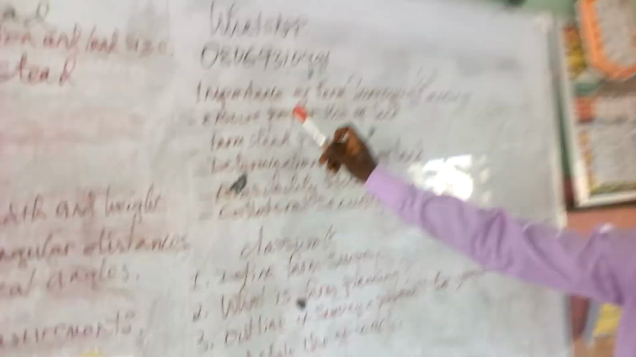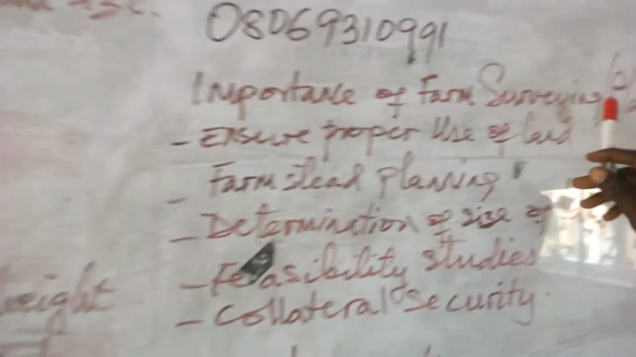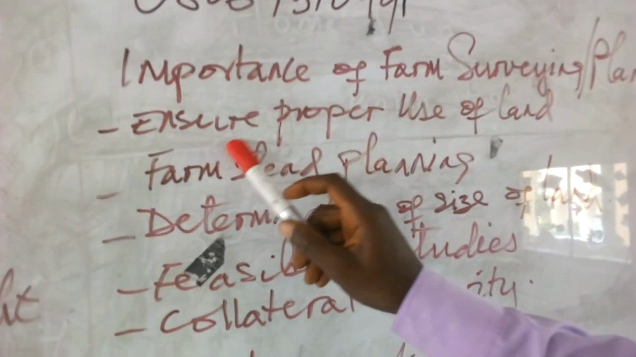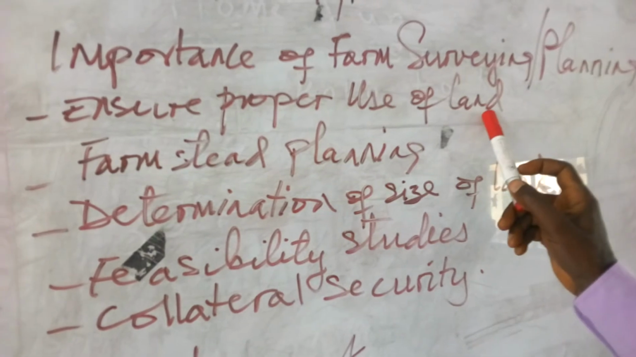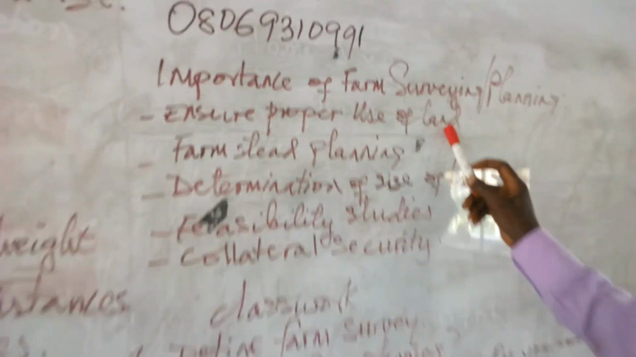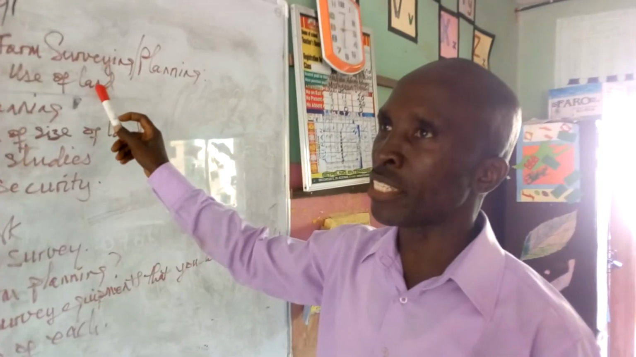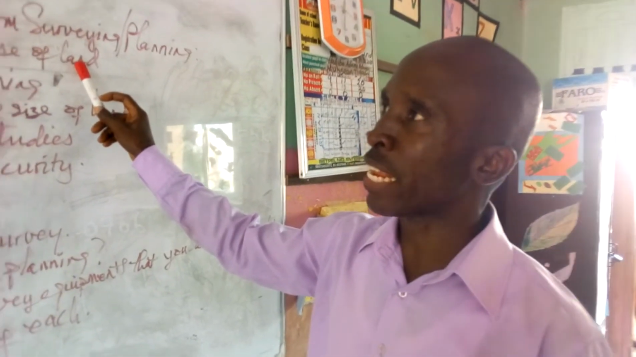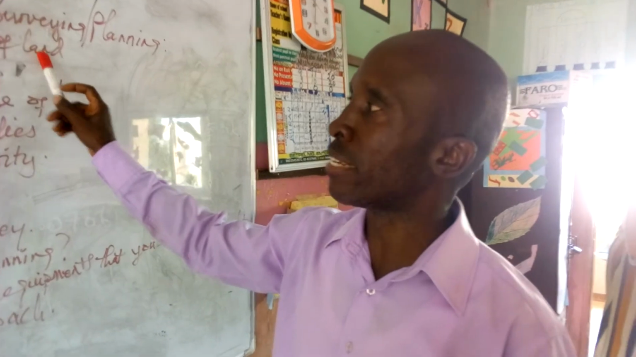Now, why are we carrying out farm surveying and planning? What is the importance of farm surveying and planning? Number one is to ensure proper use of the land so that the land is not wasted. If you measure it, you will know exactly the quantity of land you are using because land is a factor of production. It should not be wasted.